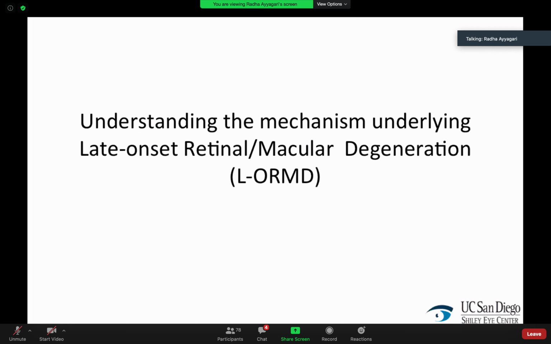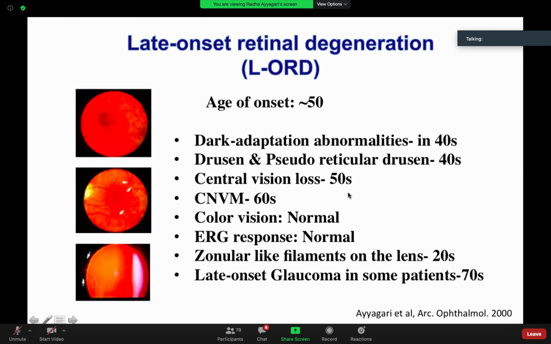Here I'm going to switch gears and talk about understanding the mechanism underlying retinal degenerations, using late onset retinal degeneration as a model. I decided to talk about this because Chris and I share a common interest in understanding this phenotype. These studies were carried out in collaboration with Paul Sieving when he was in Michigan. We started it way back in the late 1990s, before 2000.